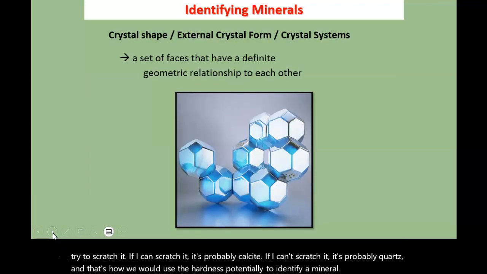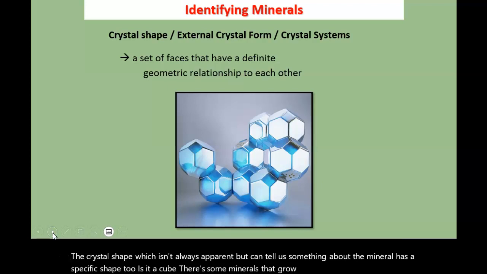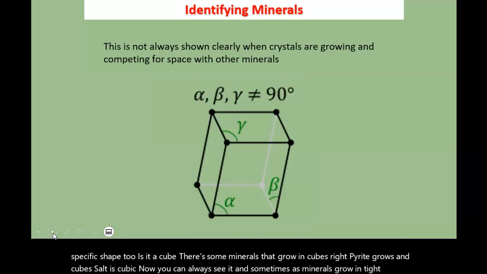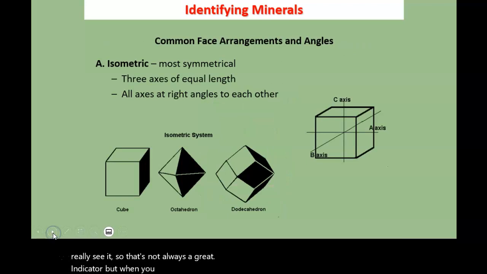The crystal shape, which isn't always apparent, but can tell us something about the mineral. It has a specific shape to it. Is it a cube? There's some minerals that grow in cubes, right? Pyrite grows in cubes. Salt is cubic. Now, you can't always see it, and sometimes as minerals grow in tight spaces, when they're competing for space, they overlap and you can't really see it. So that's not always a great indicator, but when you can, it can be very helpful.